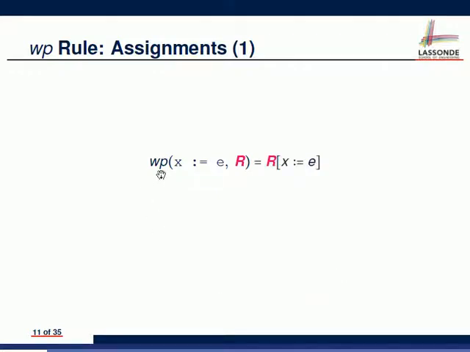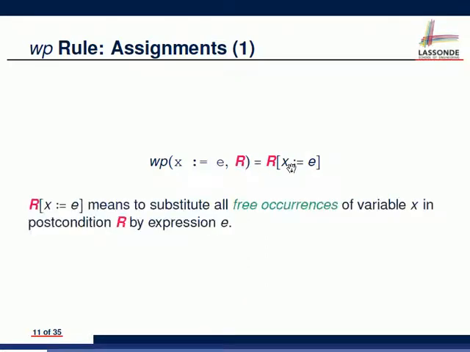Let's say your program is as simple as a single assignment. I'm trying to assign an expression E into variable X. After this, I want to establish some postcondition R. So now the WP calculation over here is going to tell me, on the right-hand side of the equality, another assertion. This assertion represents the weakest precondition for my implementation to establish the postcondition. Okay, so now let's do one exercise in full detail.